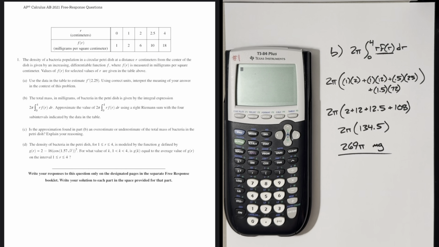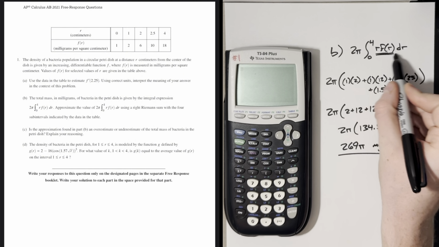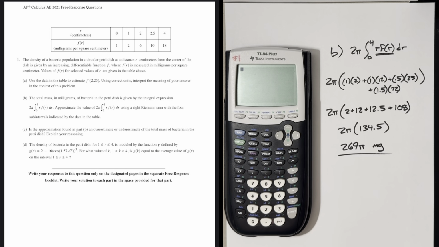So part B is just doing a Riemann sum. This one's weird though, because we have r times f of r. Normally there's just one function on the inside of these approximations. So this is a good switch up showing us that we can have different values other than just the ones that are in the table. It could be r squared f of r. Then we would need to square our right endpoints, r value. So interesting question. I really did like this one. But that's all we got for part B, so we'll move on to part C.